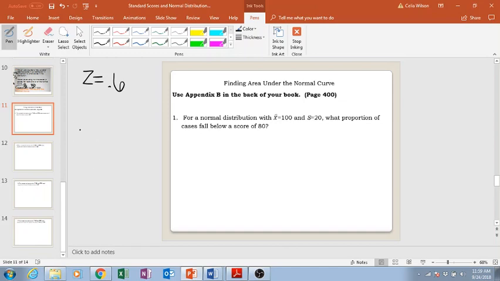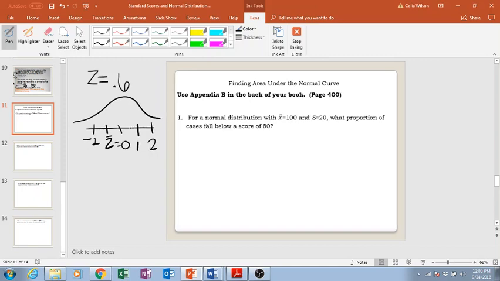All right, so we want to know for a z-score of 0.6, if I'm thinking about z-scores, I know they have a mean of 0 and a standard deviation of 1. So if this is 1, 2, -1, -2, and I know they're normally distributed, a z-score of 0.6 is going to be right here. So the question is, what percent did I score better than?